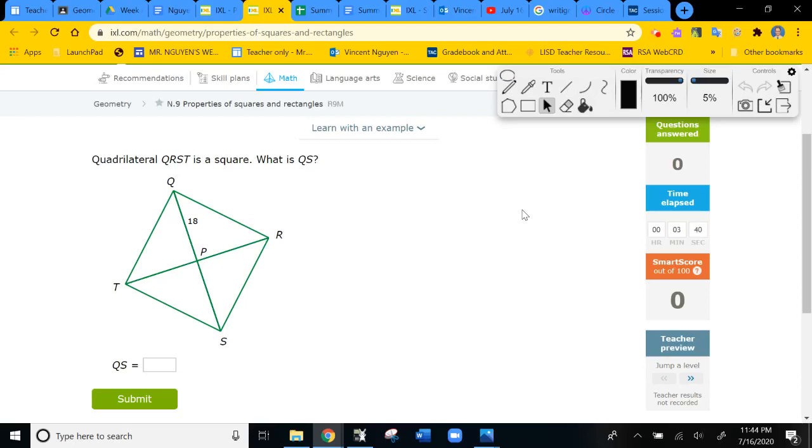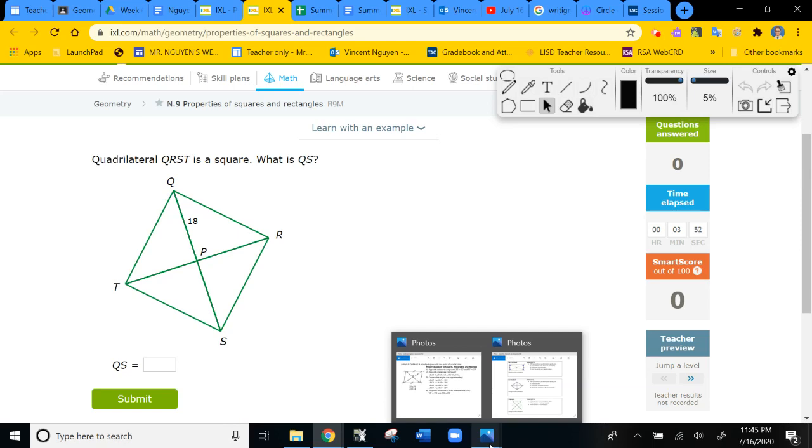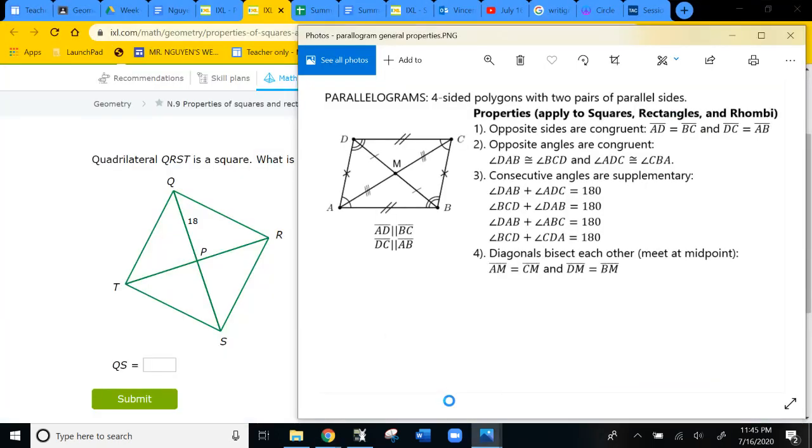Today we're going to be using properties of squares, rectangles, and rhombuses to solve problems using IXL practices. Before we begin though, let's review some of the properties that we've learned. These are special parallelograms, so all of the parallelogram properties apply to these polygons as well.